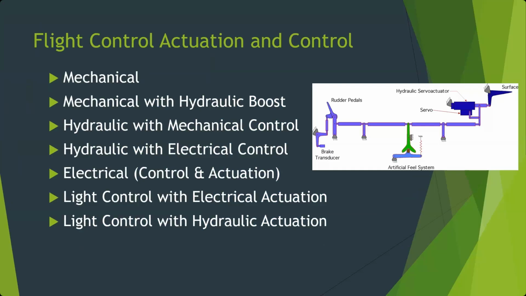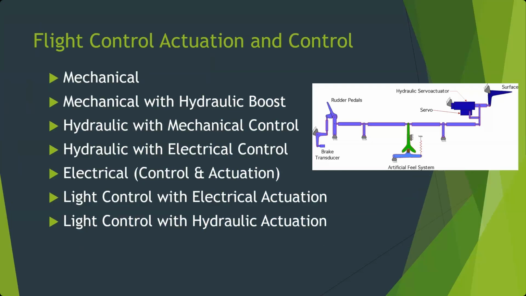And then we get into hydraulic with electrical control. So rather than having mechanical linkages, we control the hydraulic actuators and ultimately the position of our control surfaces electronically. We can have electrical control and actuation. Often you'll see this in things like flaps or slats. Sometimes they use electric motors instead of hydraulics to drive them. It can also be things like nose wheel steering and stuff like that.